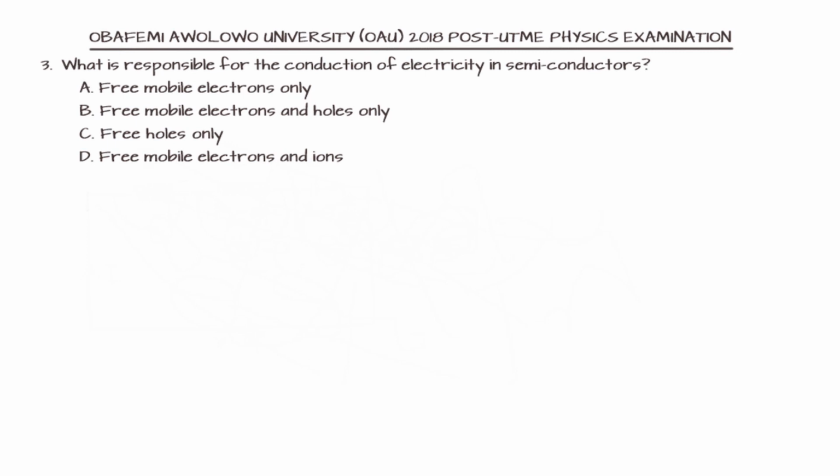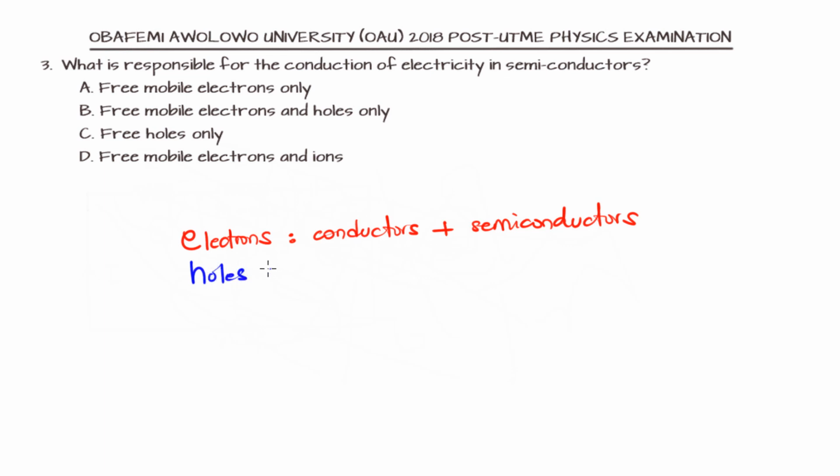What is responsible for the conduction of electricity in semiconductors? We are given these options: free mobile electrons and holes only, free holes only, free mobile electrons, and ions. Now, as a rule of thumb, we know that electrons are the conductors of electricity in metallic conductors, and then in semiconductors. Electrons are going to be the medium of transmission of electricity. But when it comes to holes, holes are only used by semiconductors.